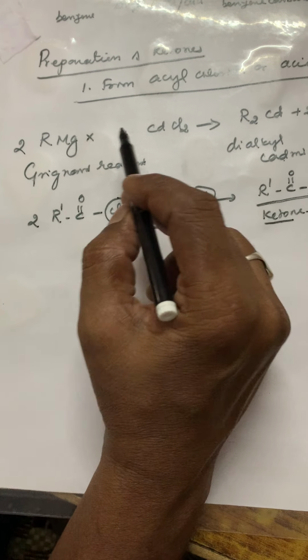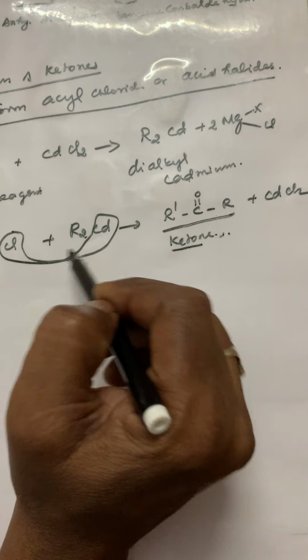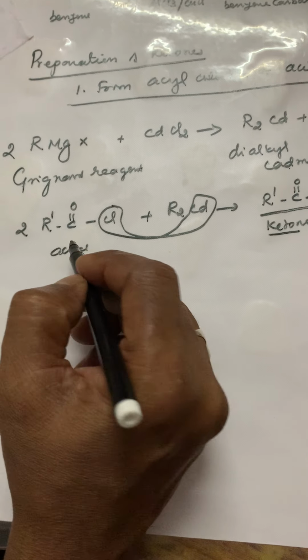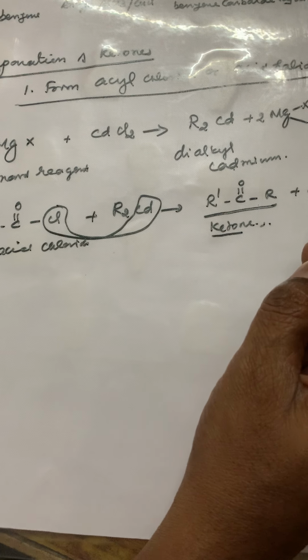First, cadmium chloride reacts with Grignard reagent to form a dialkyl cadmium. Dialkyl cadmium reacts with acid chloride. The acid chloride gives ketones and cadmium chloride.